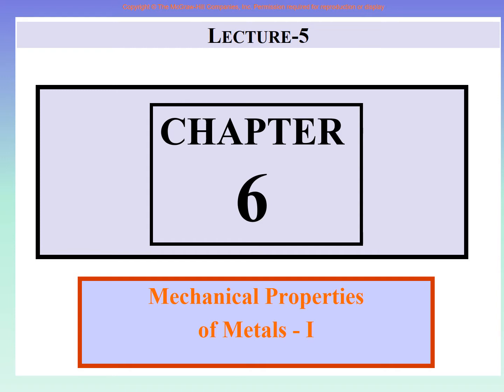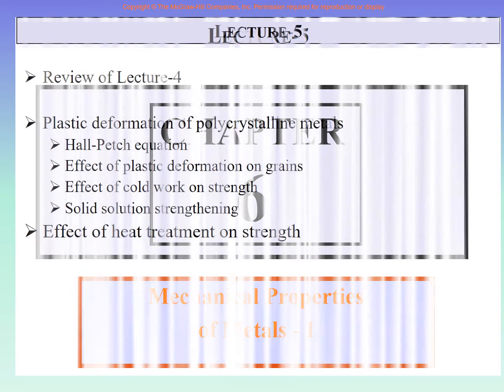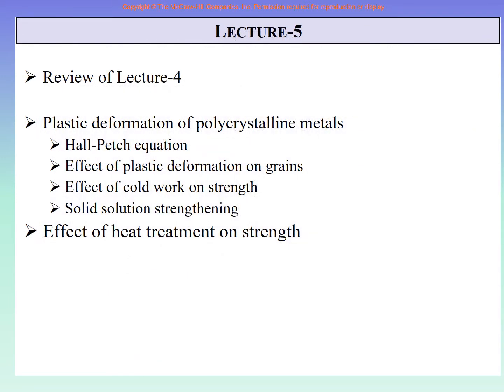We are still in mechanical properties of metals. It's a rather long chapter because it covers a lot of properties. We will of course review what we did in the last lecture, and then today's lecture we will continue with plastic deformation of polycrystalline metals. We left with the Hall-Petch equation. We will complete the discussion. Then we will go to effect of plastic deformation on grains, effect of cold work on strength, and solid solution strengthening. Towards the end, we will be doing effect of heat treatment on strength.